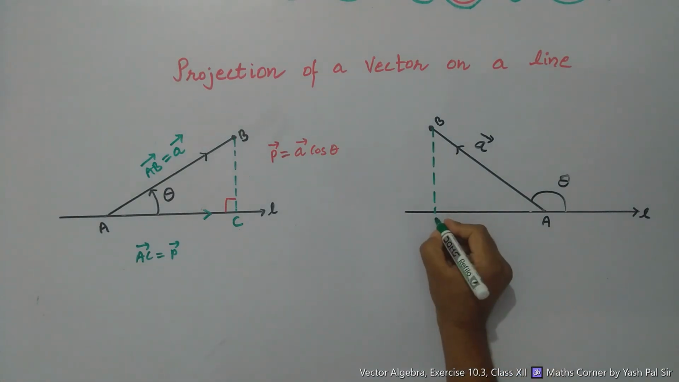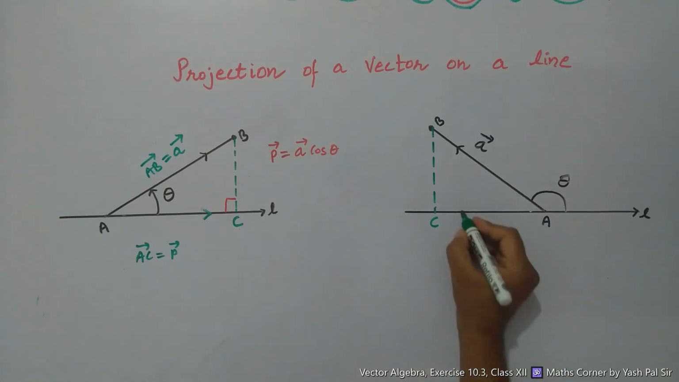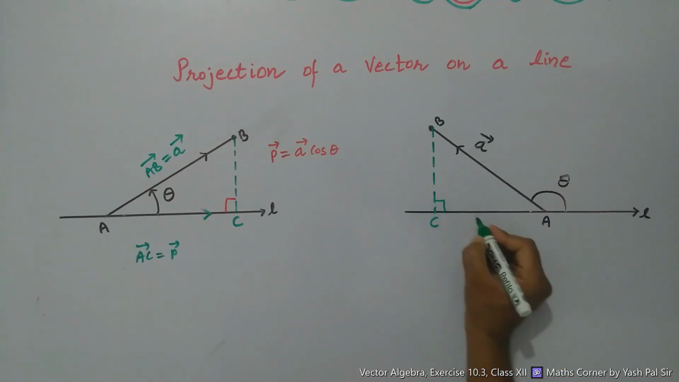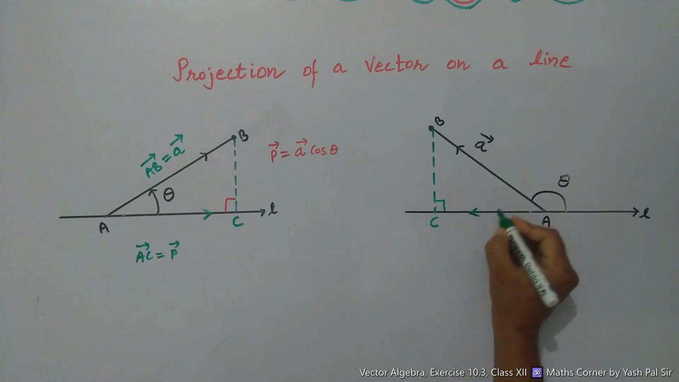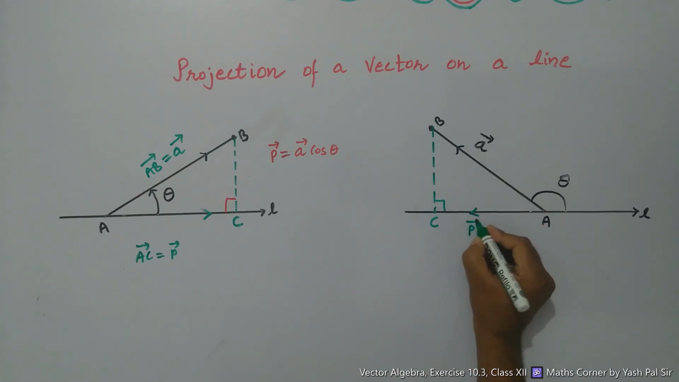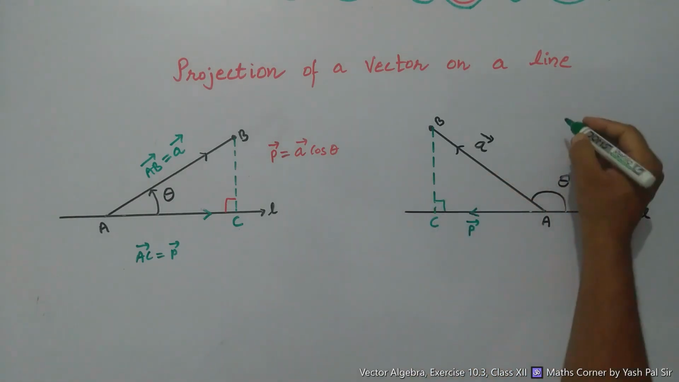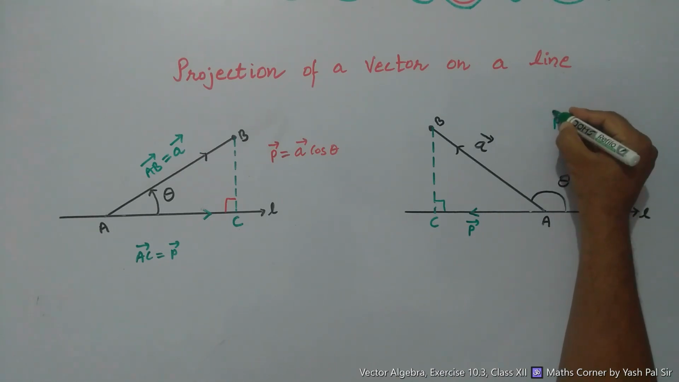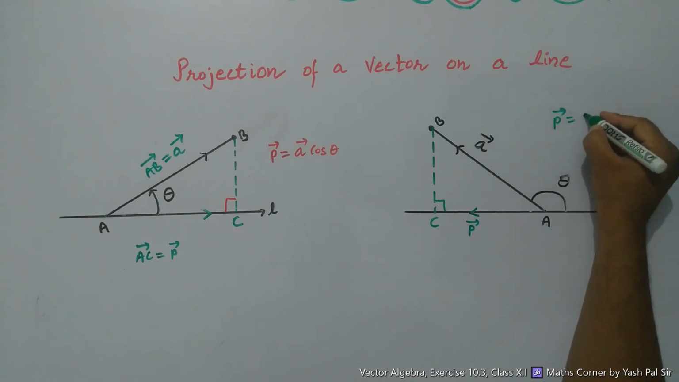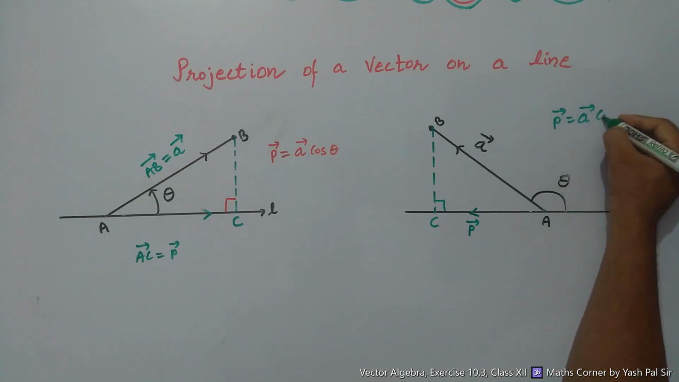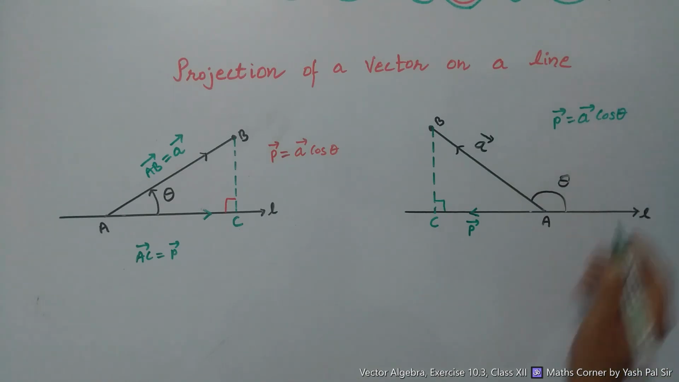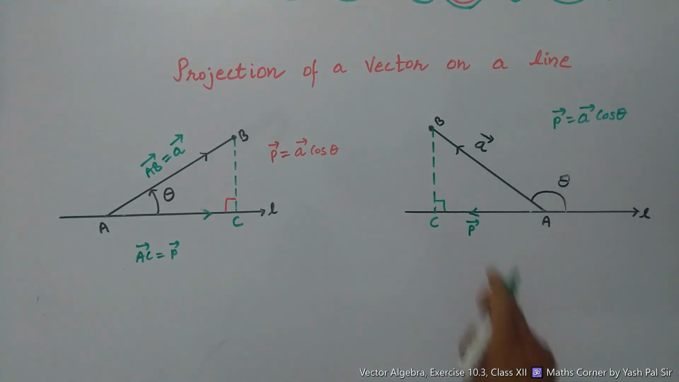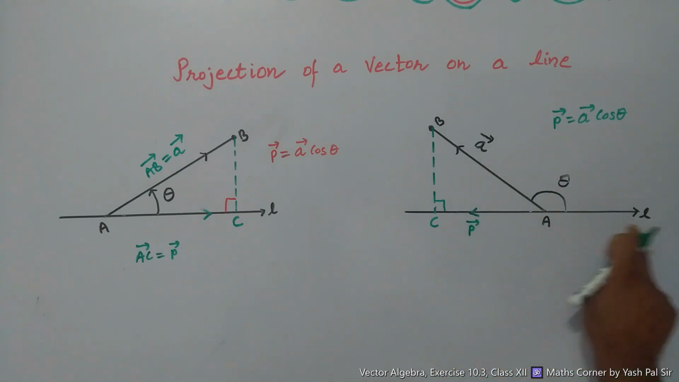So this is the foot of perpendicular, point C, a 90 degree right angled triangle. So this way, this is P. Again, P is equal to vector A into cos theta, which is the projection of the given vector on the given line L.